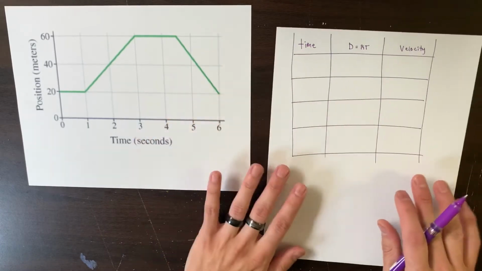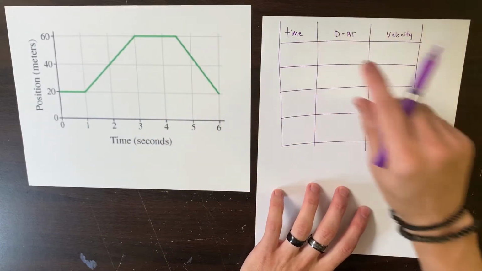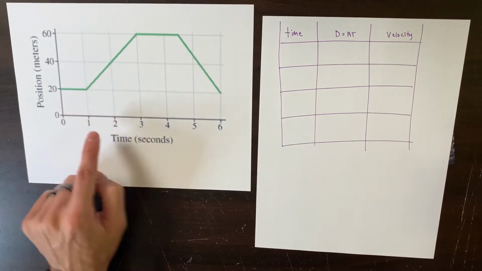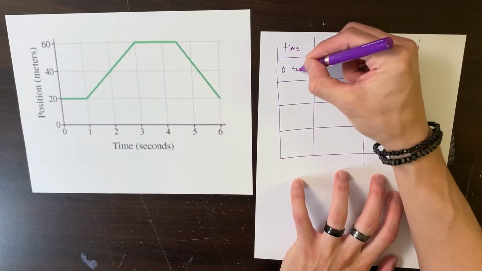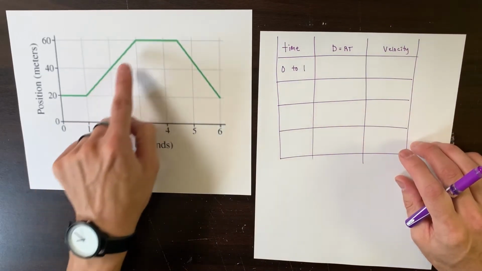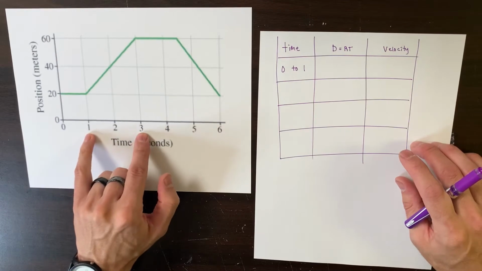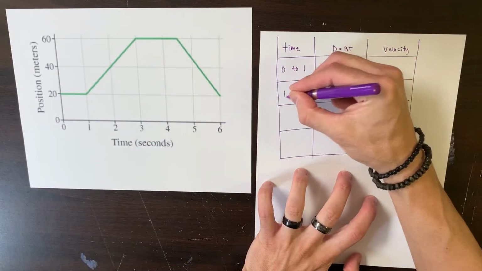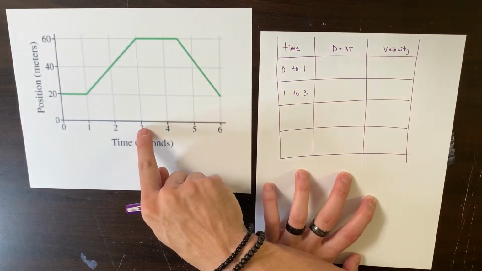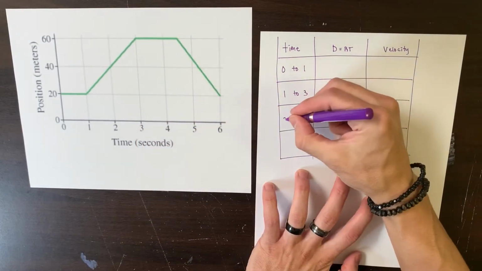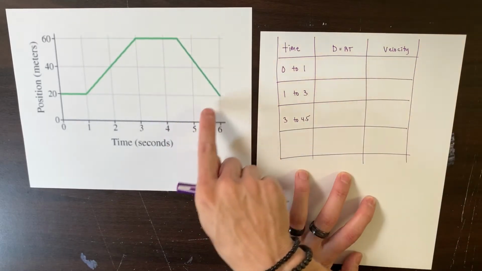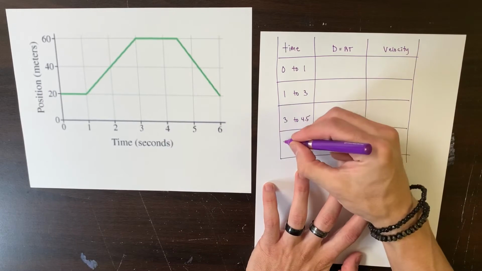So something like this. Now, the first time frame goes from time 0 to time 1. This first little chunk from 0 to 1. So I'm gonna say 0 to 1, and then I would eventually go from 1. So from here to here, that's 1 to 3. So I'm gonna go 1 to 3. And then this middle piece goes from 3 to about 4.5, let's say. 3 to 4.5. And then the last piece goes from 4.5 to 6.